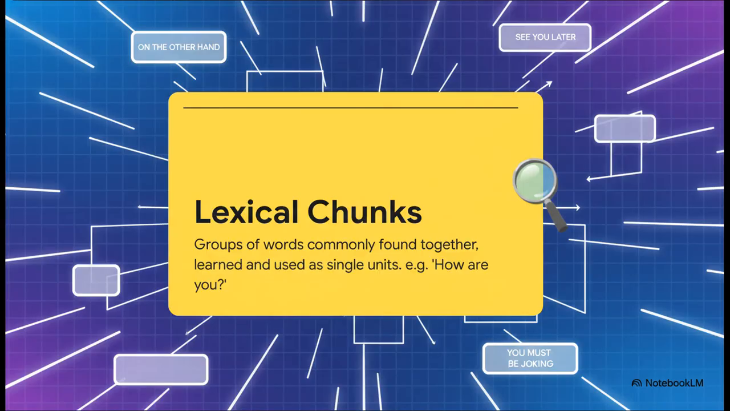So what is a lexical chunk? Well, it's just a group of words that always seem to hang out together. Seriously, think about it. When you say, how are you? You're not thinking, how... are... you? You're just saying the whole block. Same with phrases like on the other hand or long story short. We teach these chunks because that's how people actually talk. It's the secret to sounding natural.